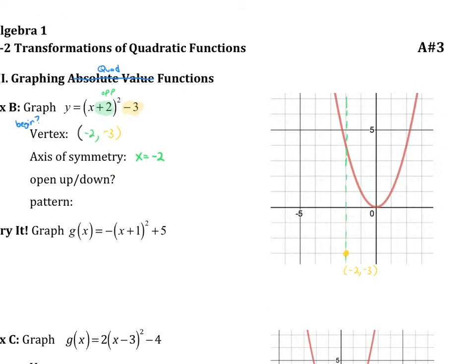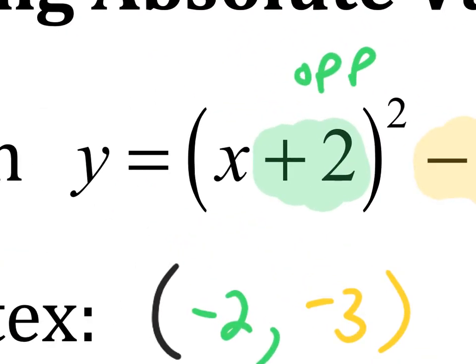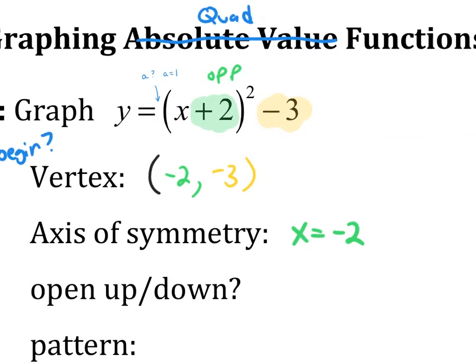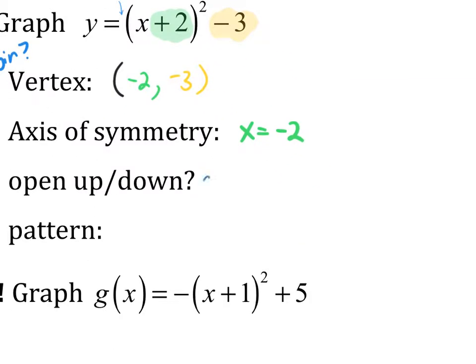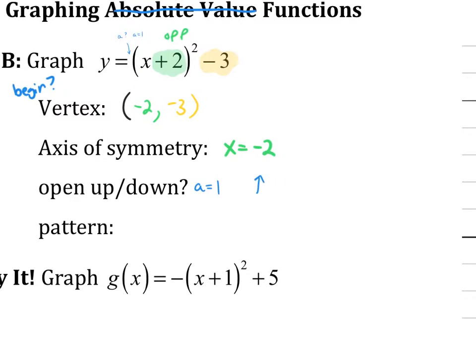Next, which direction does it open? Well, let's see here. What number is a? Well, a equals positive 1. So because a is 1, and you don't need to always mark that a is 1, that's just for us to remind ourselves, this opens up. Or I could circle the up there.